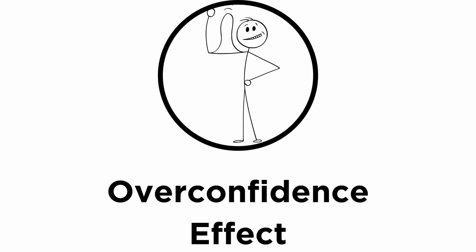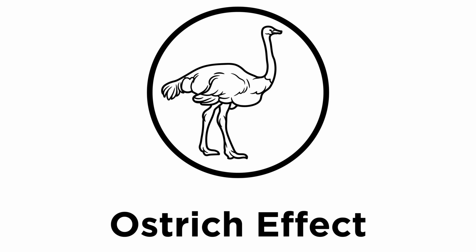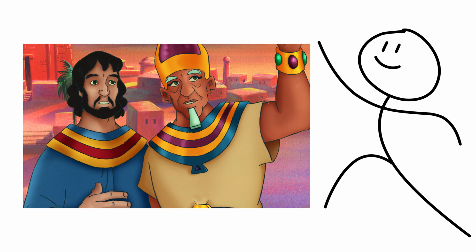Overconfidence effect is when you overestimate your own abilities or knowledge. Ostrich effect is ignoring negative information and avoiding facing the consequences of one's actions. That's right, you're Joseph of Egypt.